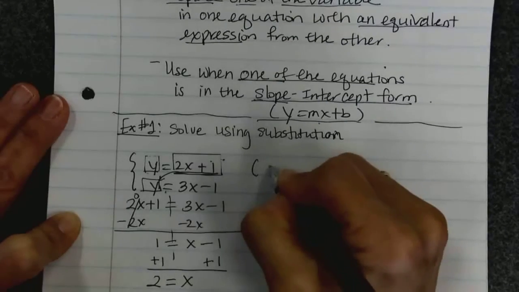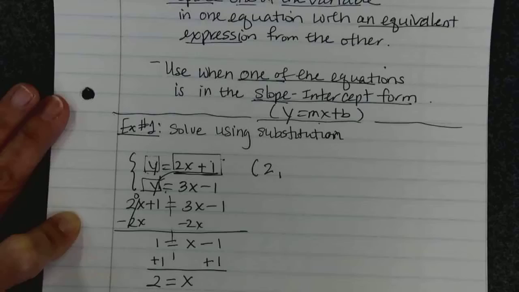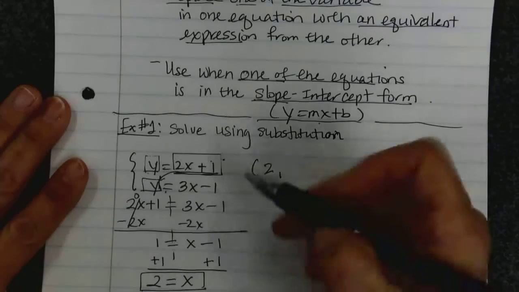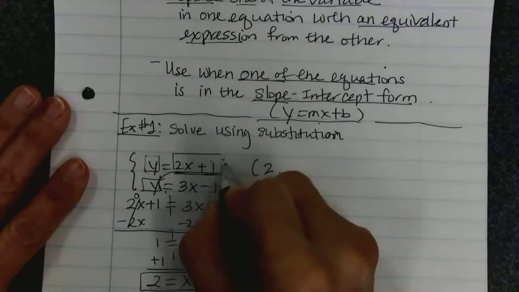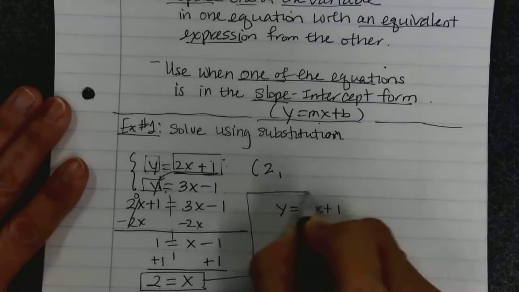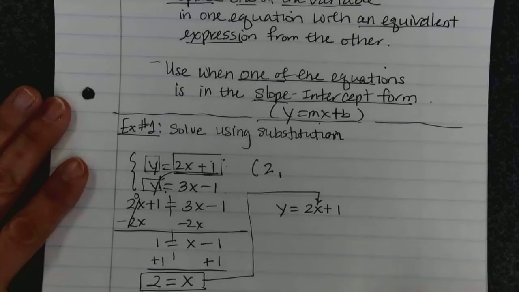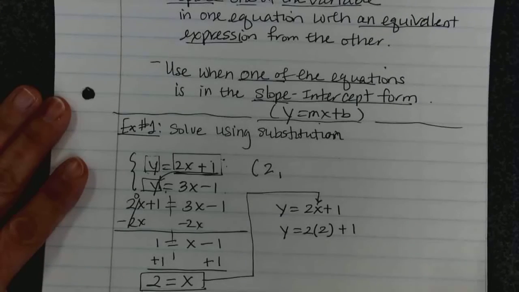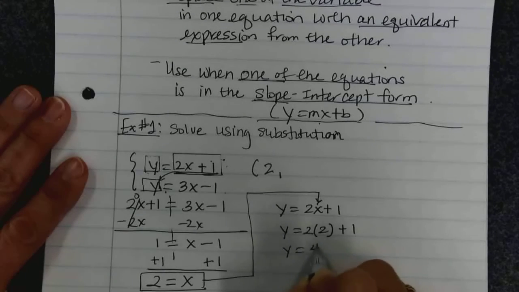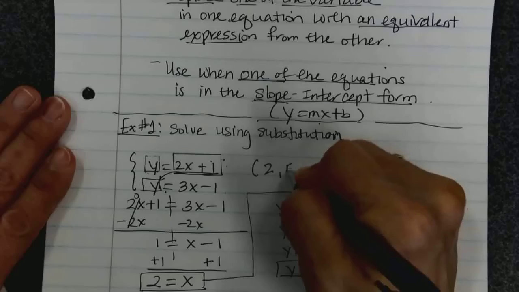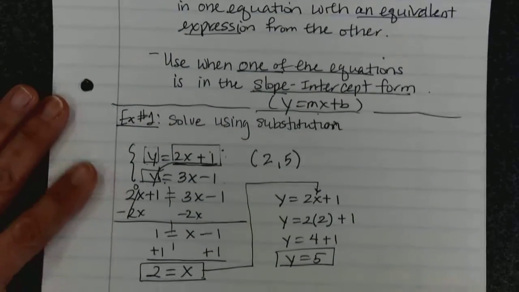So my solution is 2, comma, and I have to look for the y value. Since this is my x, I could pick either equation, and I'm just going to pick the top one, y equals 2x plus 1, plug in for x, and solve for y. So y equals 2 times 2 plus 1, which is 4 plus 1, so y equals 5. The point of intersection is (2, 5).